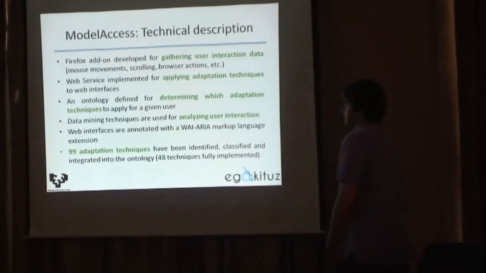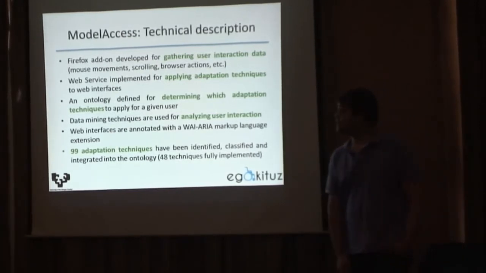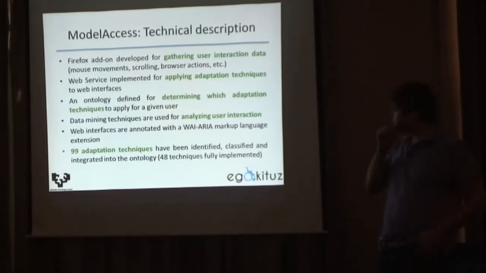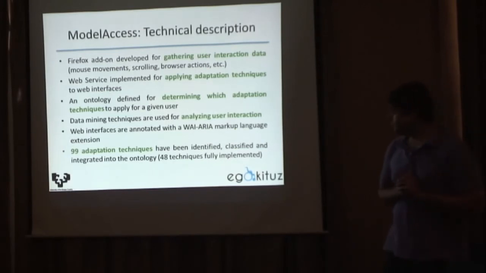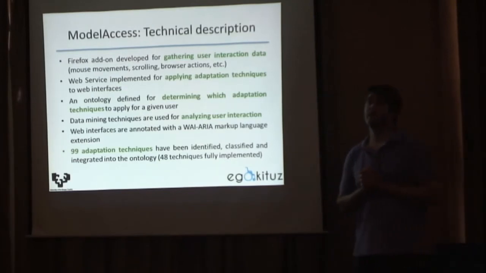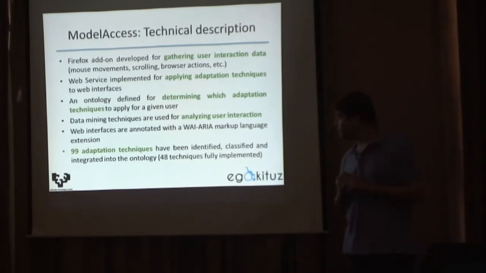Okay, the technical description is this one. A Firefox add-on has been developed for gathering user interaction data, such as mouse movement and scrolling. There is a web service implemented for applying adaptation techniques to web interfaces. There is an ontology defined for determining which adaptation techniques to apply for a given user. There are data mining techniques used for analyzing user interaction. There are web interfaces annotated with the markup language extension, and 99 adaptation techniques have been identified, classified, and integrated into the ontology, and 48 of these techniques are fully implemented.